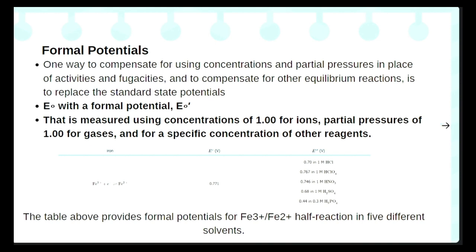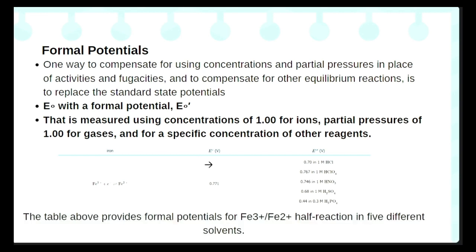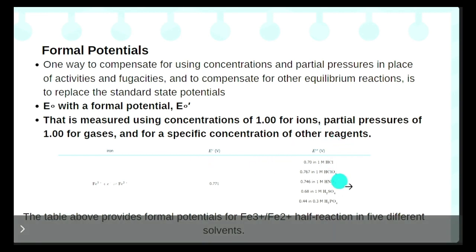Formal potentials. One way to compensate for using concentration and partial pressure in place of activities and fugacities, and to compensate for other equilibrium reactions, is to replace the standard state potentials, E naught, with a formal potential, E naught prime, that is measured using concentration of 1 for ions and partial pressures of 1 for gases, and for specific concentration of other reagents. The table above here provides formal potential for the Fe3+, Fe2+ half reactions in 5 different solvents as seen here.